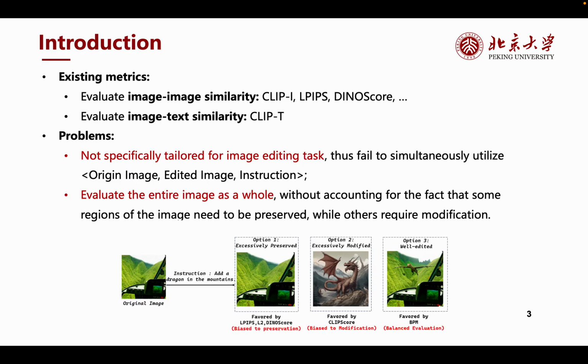So what are the primary issues with existing matrices? First, they are not specifically tailored for image editing tasks. Second, they evaluate the entire image as a whole, without accounting for the fact that some regions of the image need to be preserved, while others require modification, as shown in the image below.